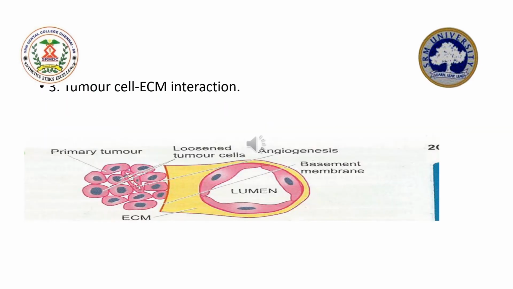Next step is the tumor cell ECM interaction, which is the extracellular matrix interaction. Here, as you can see in the picture, the cancer cells are loosened. So these loosened cancer cells are now attached to the extracellular matrix proteins, mainly the laminin and the fibronectin.